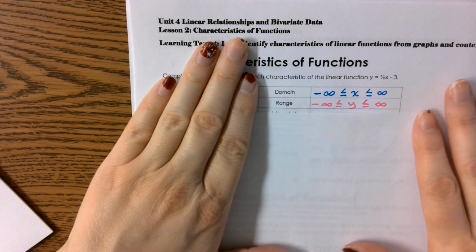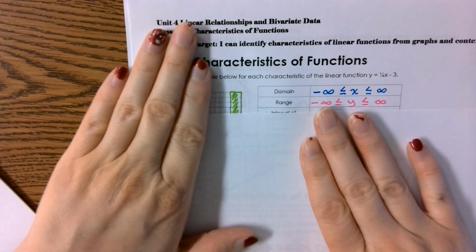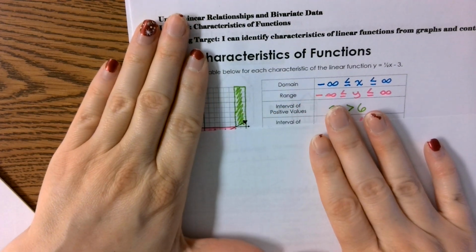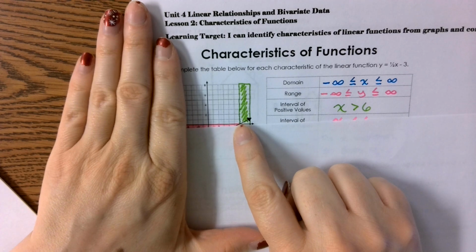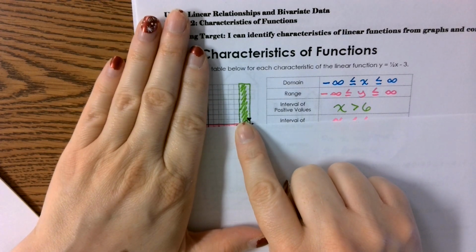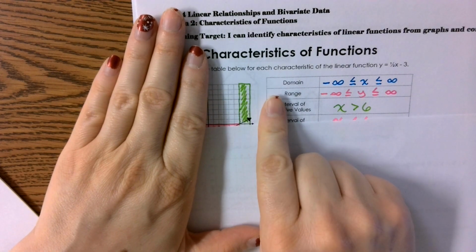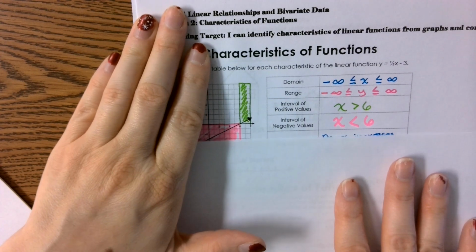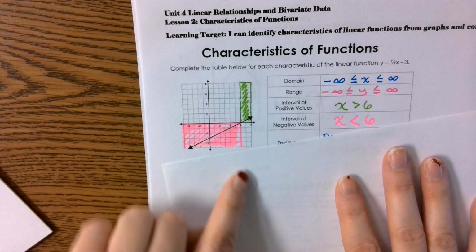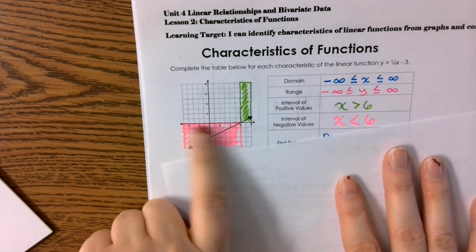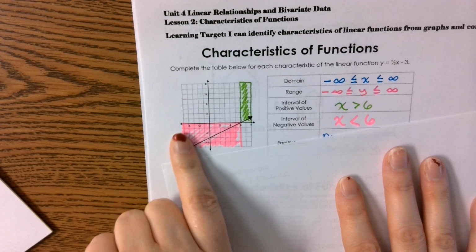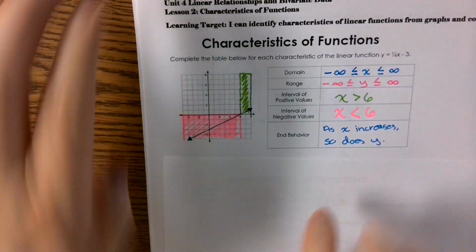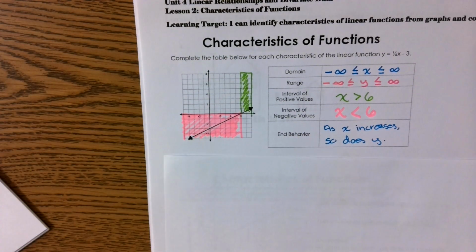Now, the positive interval is going to be when x is greater than 6, because at the point where x becomes 6 is where we cross the axis. So all points past that are now in the positive interval. So x is greater than 6. For your negative, it's when x is less than 6. Every point to the left of x being 6 is falling into the negative zone for our graph. And then for our end behavior, as our x values are increasing, so are the y values.